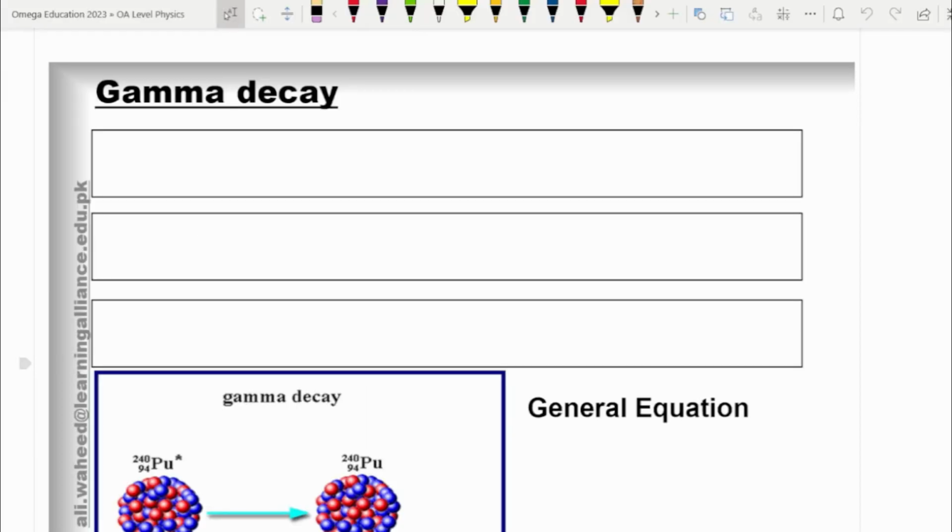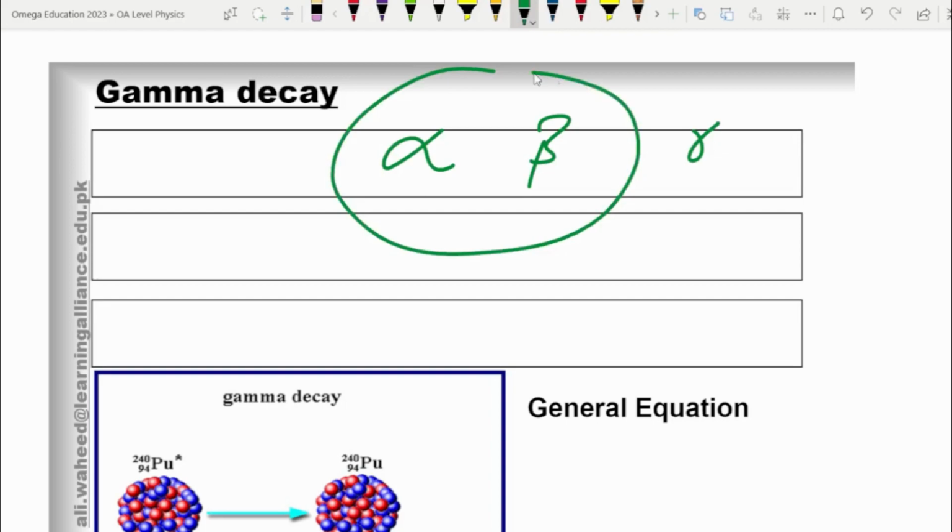Out of these three, alpha and beta, and the third one gamma, you can classify these two into one type, and you can leave out this one, gamma, as a different one. On what basis? Well, we can say in both alpha and beta decay, your element is changed to another element. A parent nuclei and a daughter nuclei, they are different elements.